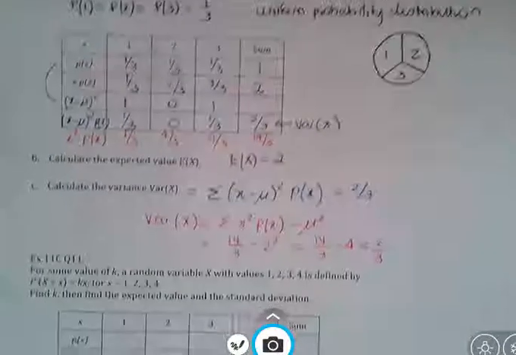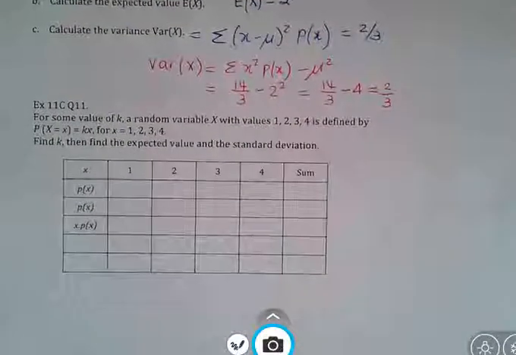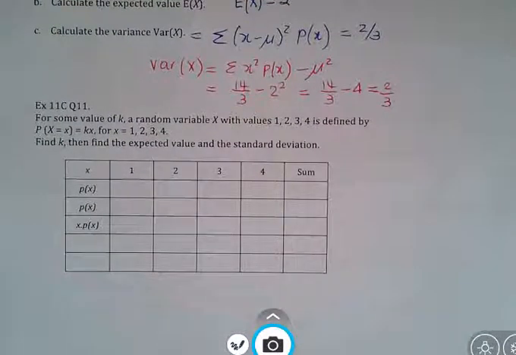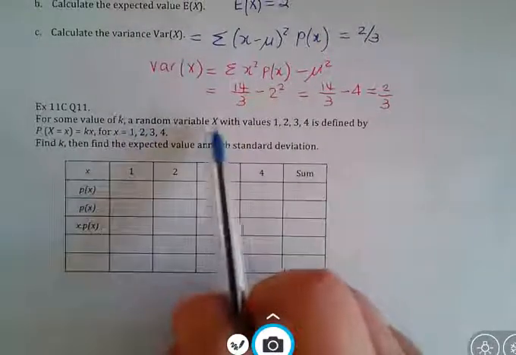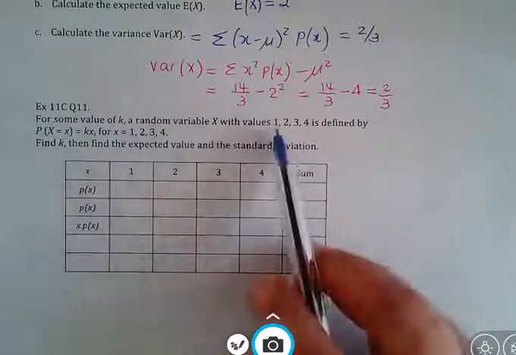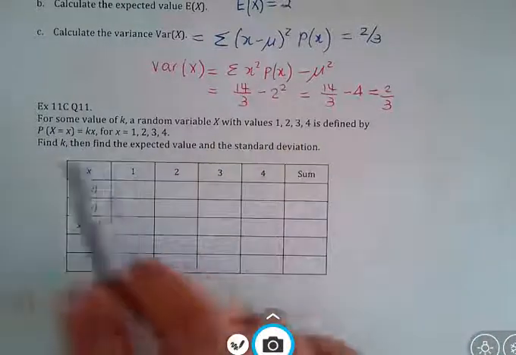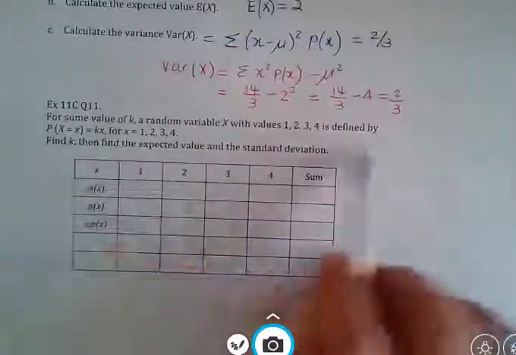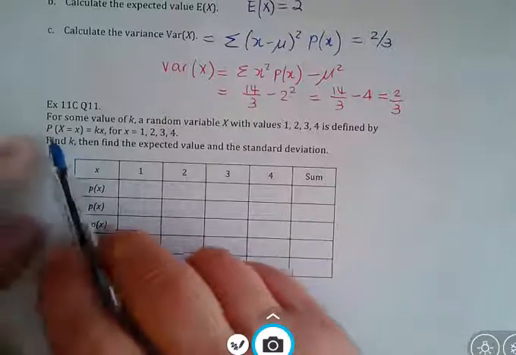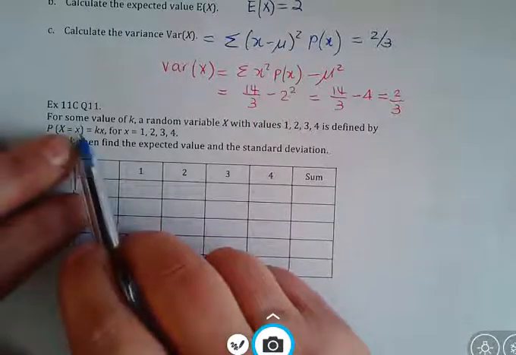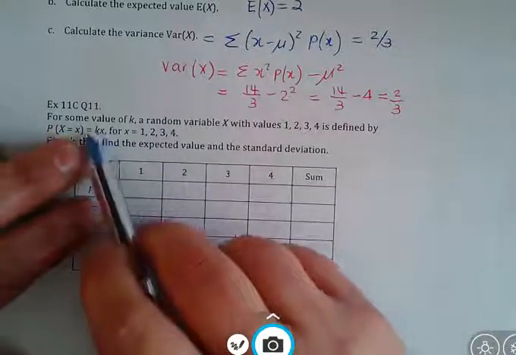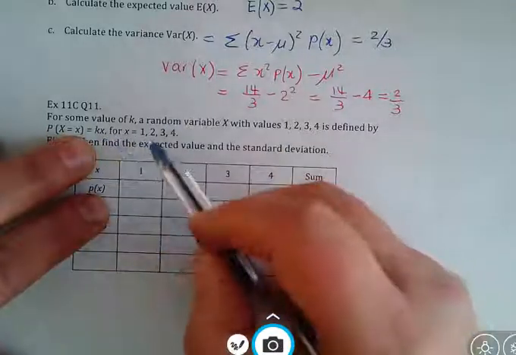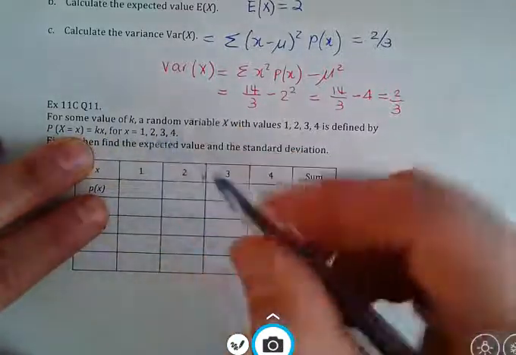Now the last question. Okay, so it says for some values of k, a random variable x with the values 1, 2, 3, 4 is defined by this. Now you haven't seen a question like this. It's defined by the probability that x takes on that value of x there in the table equals kx, for x is 1, 2, 3, and 4.